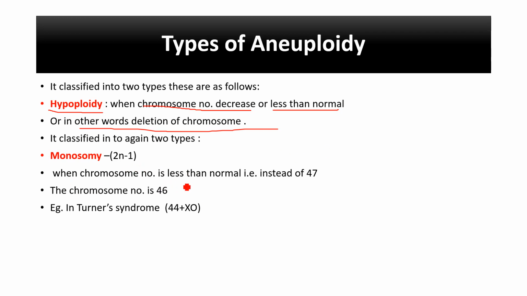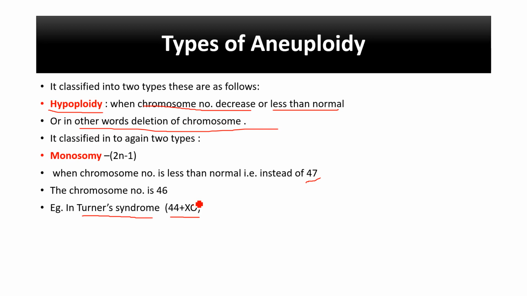So when the chromosome number is less than the normal, instead of 46, the chromosome number should normally be 44 plus 2, that is 46, but here one is less, one chromosome getting deleted. An example is Turner syndrome, 44 plus XO, meaning X0, the Y chromosome is absent. So that's why it is termed the monosomy condition.